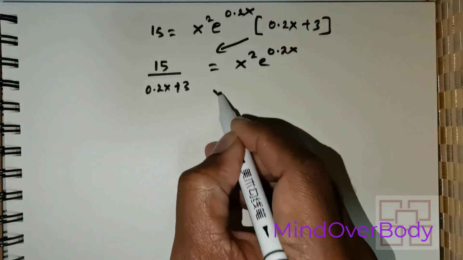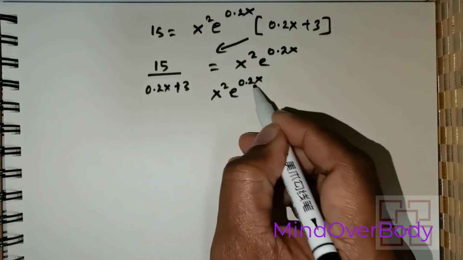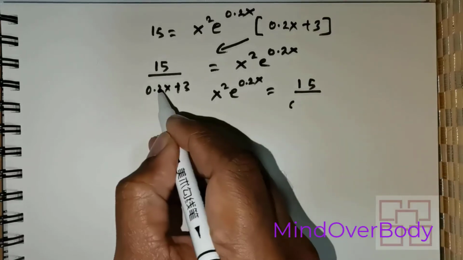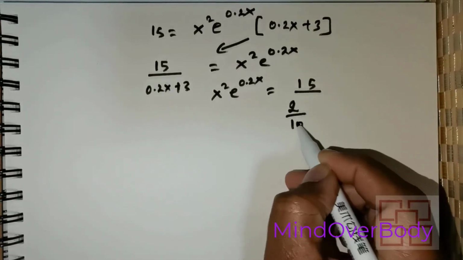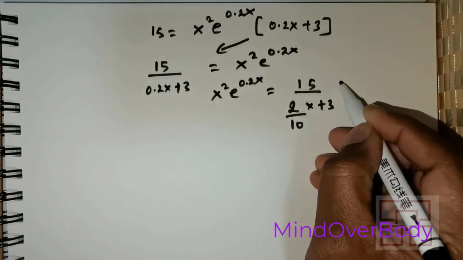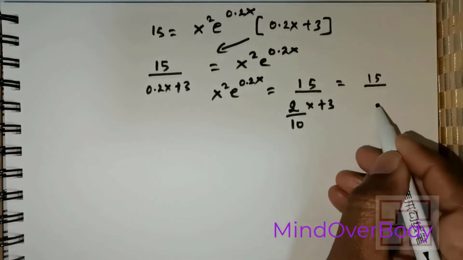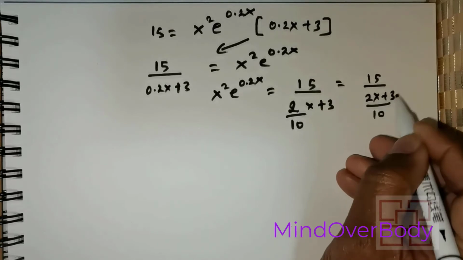I can in fact rewrite this as x squared times e raised to the power 0.2x is equal to 15 divided by, now 0.2 I can write as 2 divided by 10, times x positive 3. Now this is going to be 15 divided by, if I were to take the LCM as 10, then I would have 2x positive 30.